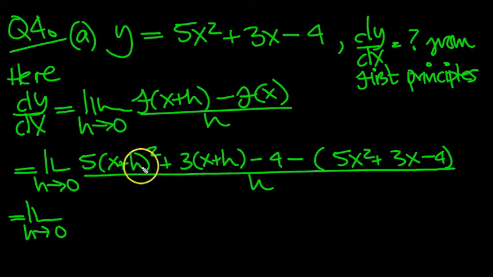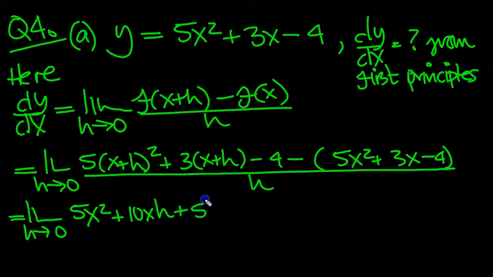Expand this bracket, x plus h squared, because it's just a quadratic bracket, so to speak. So you get 5x squared, 2xh times 5 is 10xh, and there's an h squared, isn't there? The last term times 5 is 5h squared. Plus, expand this bracket now, 3x is the first term, plus the second term, 3h.